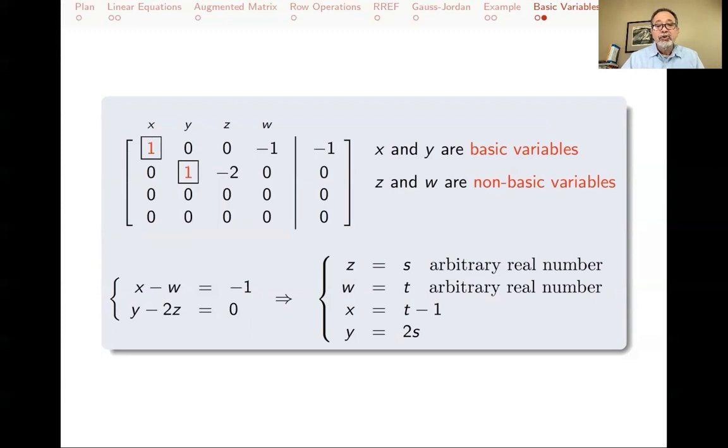There's an infinite number of solutions. You get to pick your favorite s and t. You could pick both of them to be 0, for example, and that will tell you that x is minus 1 and y is 0. Or you can pick z to be 47, w to be 98, and then figure out what x and y are, and you will have a solution to that original system.